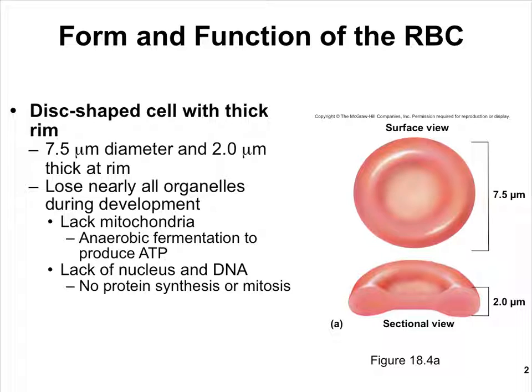Fortunately, they don't need very much energy because all they're doing is moving around, and they've already got all of the hemoglobin that they're ever going to have. They also lack a nucleus and DNA and pretty much all other internal organelles. They eject those during their development to make room for more hemoglobin.